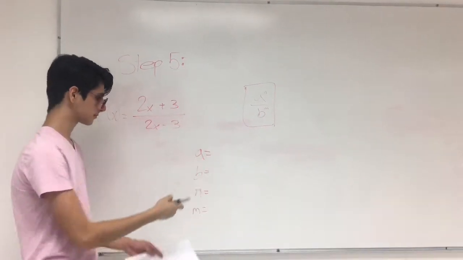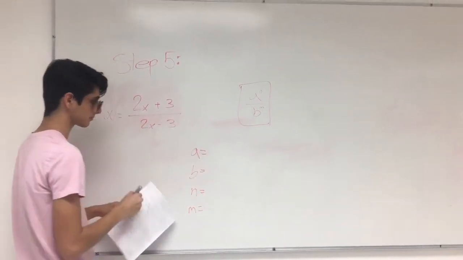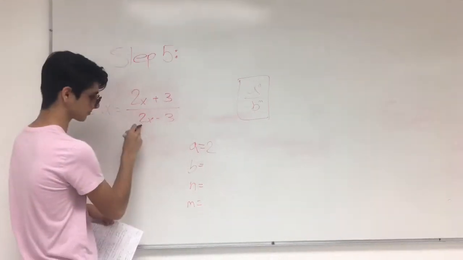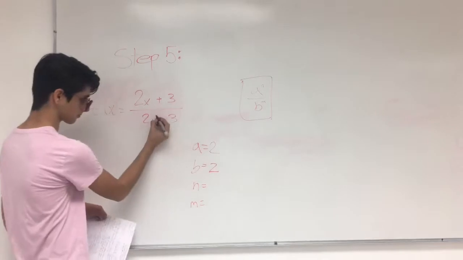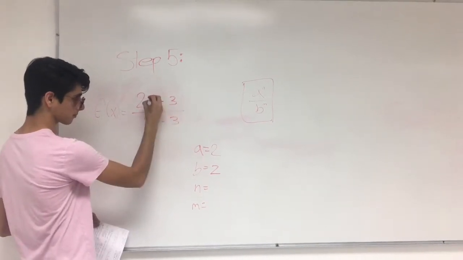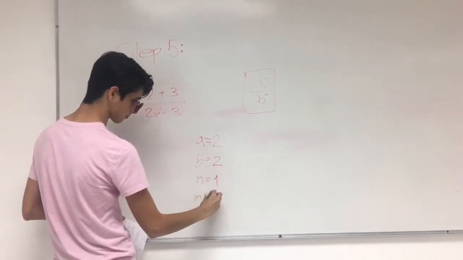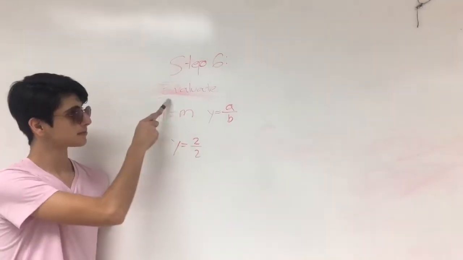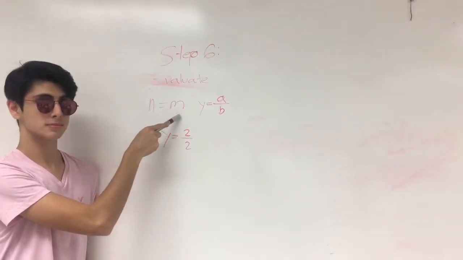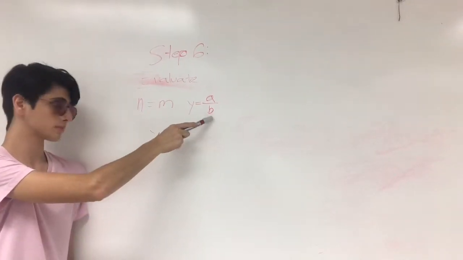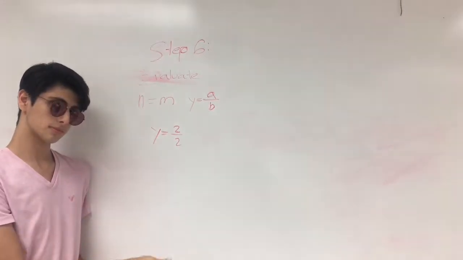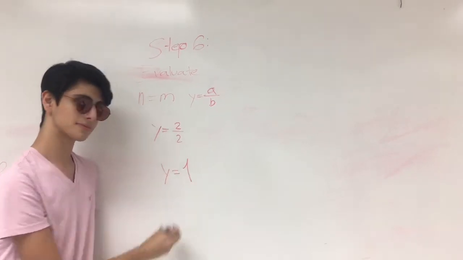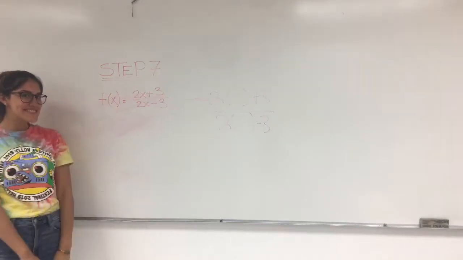With our new function, we will find the horizontal asymptote by assigning a as the number next to the greatest exponent in the numerator, b as the number next to the greatest exponent in the denominator, n as the greatest exponent in the numerator, and m as the greatest exponent in the denominator. Now we have to evaluate. In this case, n is equal to m and y is a over b. So that means that y is 2 over 2 and our horizontal asymptote is equal to 1.